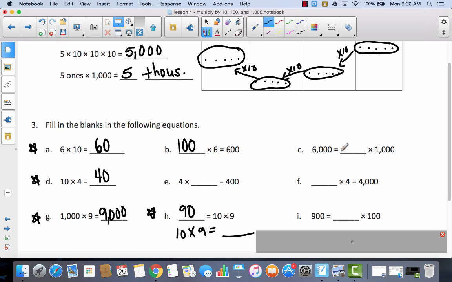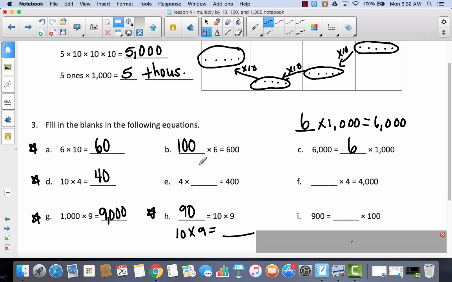All right, so let's think about this one. So this is the same problem, it's just written backwards. So I've got blank times 1,000 equals 6,000. Okay, so I have something. It's going to start here, and I'm going to multiply it. I'm going to drag it all the way over to here. So how many ones would I multiply by 1,000 to end up with 6,000s? Well, there had to be 6, right? So this will be 6 times 1,000 equals 6,000.